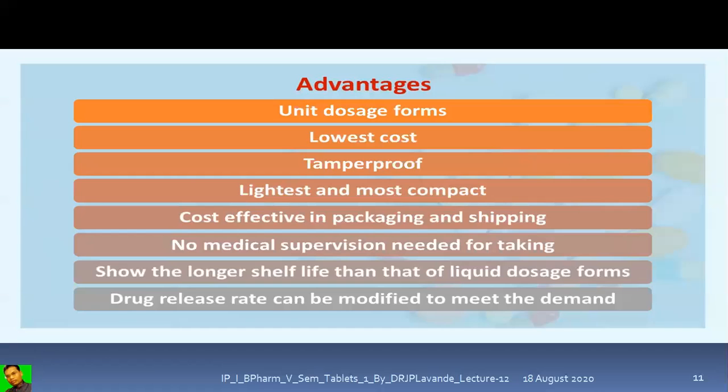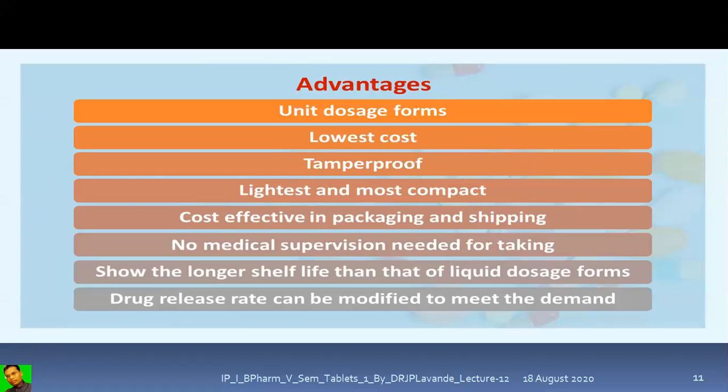It shows a longer shelf life than the liquid dosage form. If you see all other kinds of dosage forms, they will have an expiry and a shelf life less than that of the tablet kind of dosage form. So the tablet offers the longer shelf life.